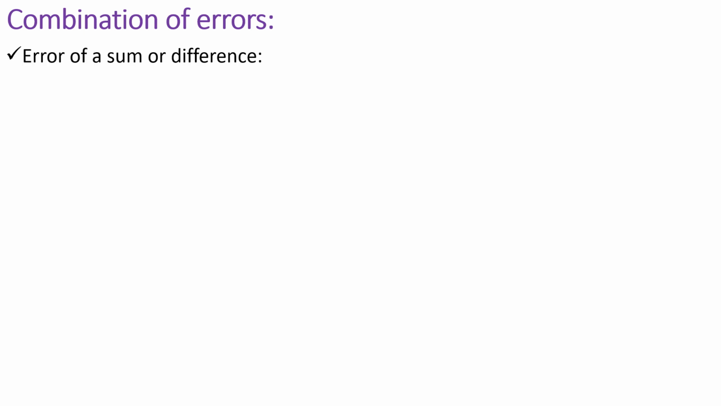First one is the error of a sum or difference. Let us assume you have a formula: a physical quantity Z is equal to A plus B. There are two physical quantities that you are measuring directly, that is, A and B are measured directly. But you cannot find Z directly. At that time, what do you do? You already know the relation between Z, A and B: when you do A plus B, you get Z. In such a case, what happens to the error in the measurement of Z?